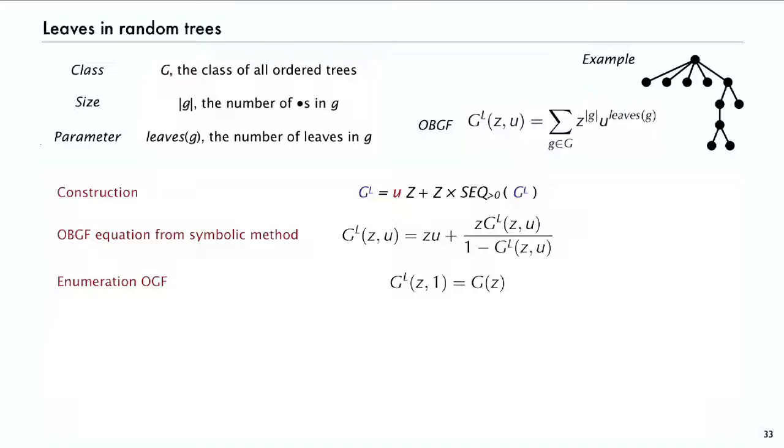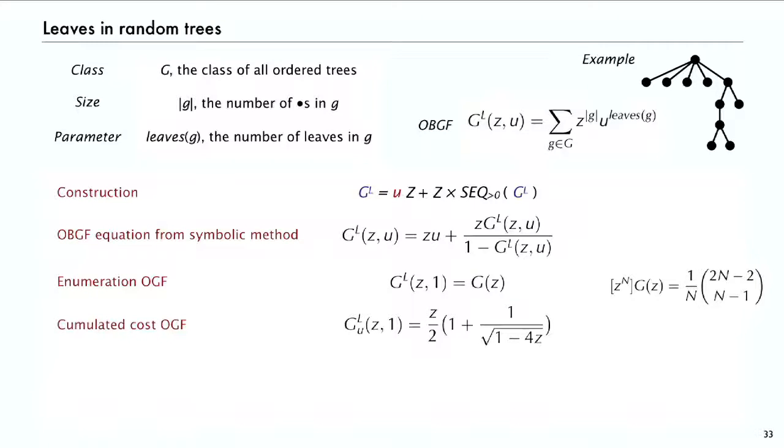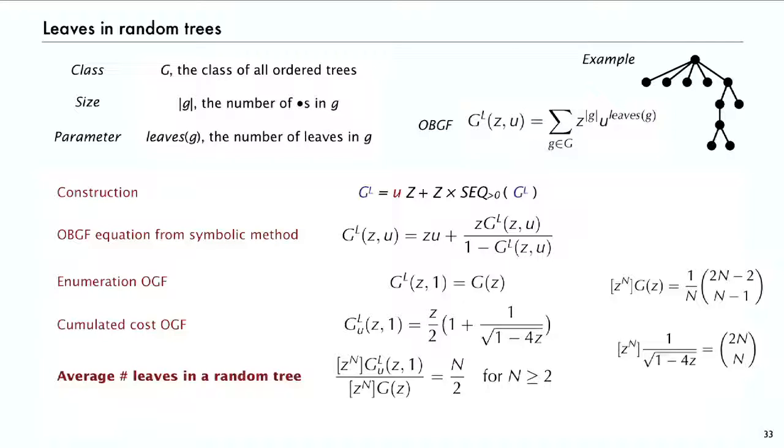In fact, if you evaluate at u equals 1, you get exactly the same equation that we had for trees, which is the coefficients of the Catalan numbers. So that's the number of trees. And cumulated cost, differentiate with respect to u and evaluate at 1. And there's some calculation omitted here. And so that's the result that we get. And coefficient of z to the n in 1 over 1 minus 4z is 2n choose n. So now divide those two and you get n over 2. That's the average number of leaves in a random tree.